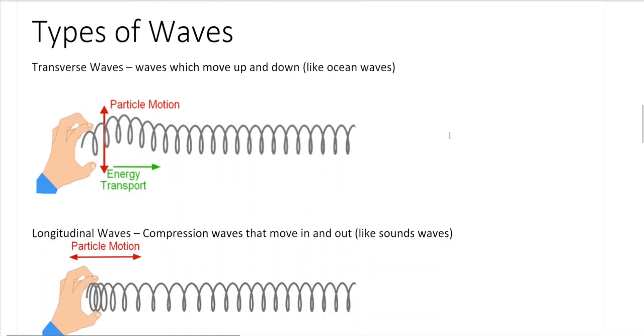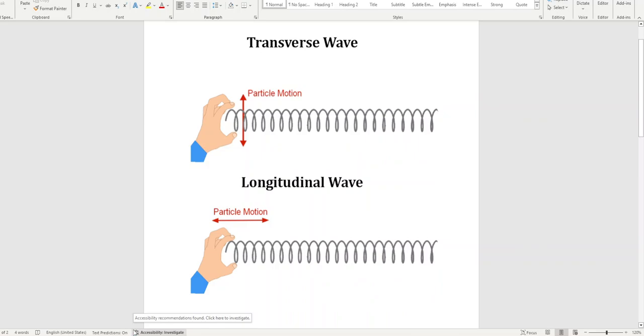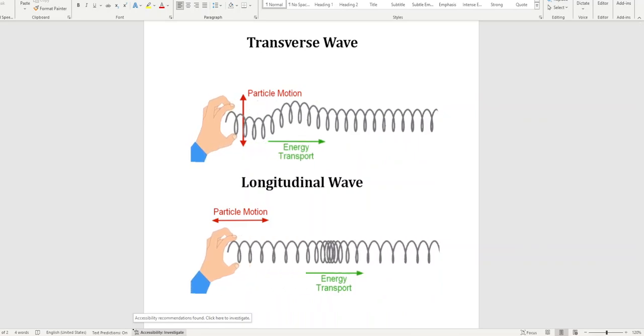Okay, types of waves. So we've got transverse waves, which move up and down. You've got a picture here that shows that, but basically waves that go like this. Compression waves are ones that move in and out, kind of like sound waves. So I have those right here via images or GIFs.